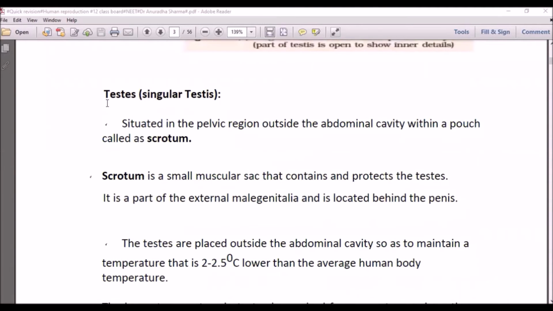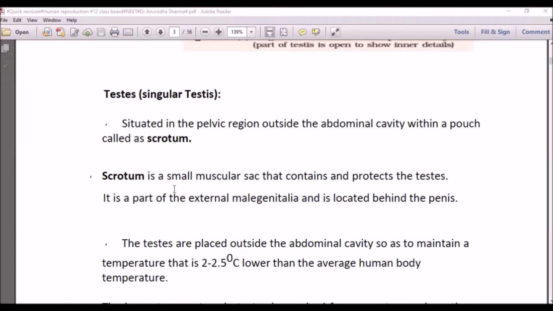First important thing is testes. So testes is situated in the pelvic region outside the abdominal cavity, and this testes is situated within a pouch which is known as scrotum. I have already told you that this testes is covered by a pouch-like, bag-like structure which is known as scrotum. Now we should know what is the function of this scrotum.